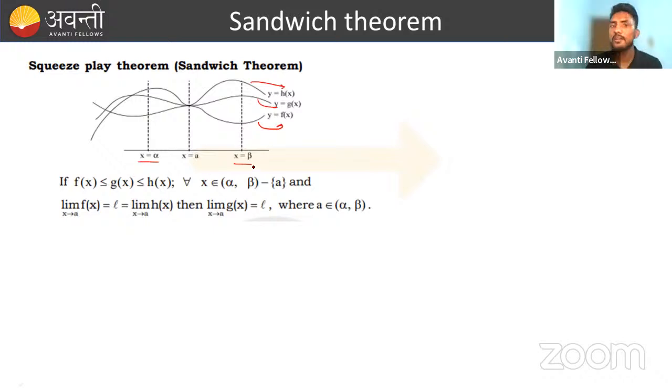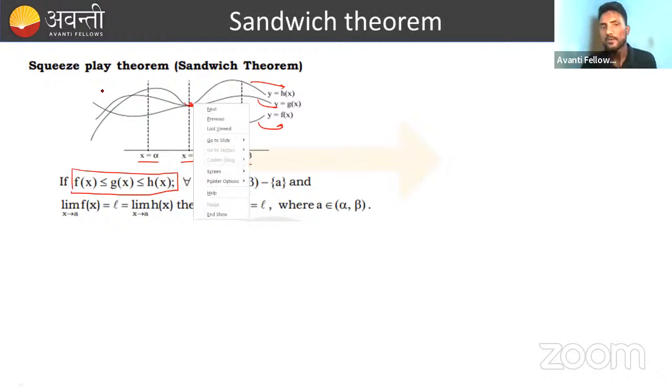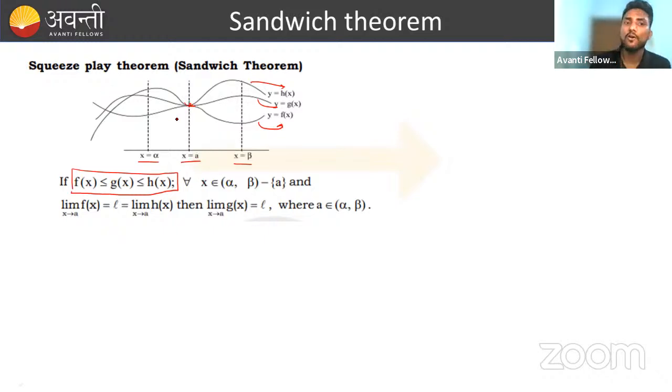So in between a to b, you will always find that h(x) is always greater than g(x), and g(x) is always greater than f(x). This condition is followed except at one point, that is a, because if you observe, at that point all are coinciding at one place.